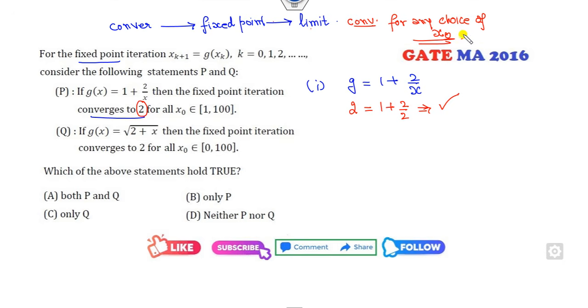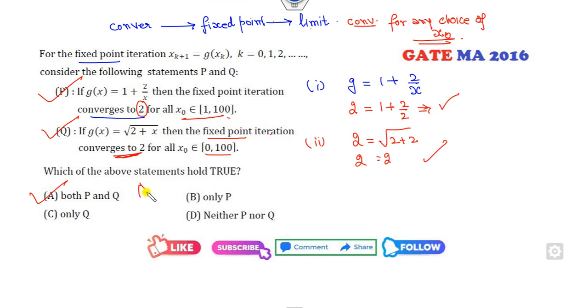Fine, it is convergent, then it is convergent for any choice. So whatever is the limit is the correct option. The fixed point equation again converges to 2. Again we will see whether 2 is the limit point or not. 2 plus 2, yes, it's a plus minus, but we need a positive number. So 2 is 2, yes, it is also the correct option. So both A and B, P and Q are the correct option.